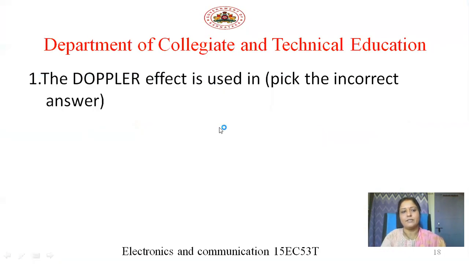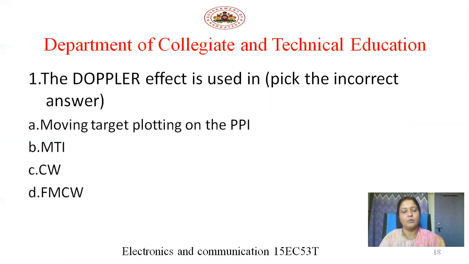The first question: the Doppler effect is used in, pick the incorrect answer. The options given are moving target plotting on the PPI, moving target indicator, continuous wave radar, FMCW, that is frequency modulated continuous wave radar. Try to answer this question. The correct answer is A, moving target plotting on the PPI, because we are not using it in this particular application.